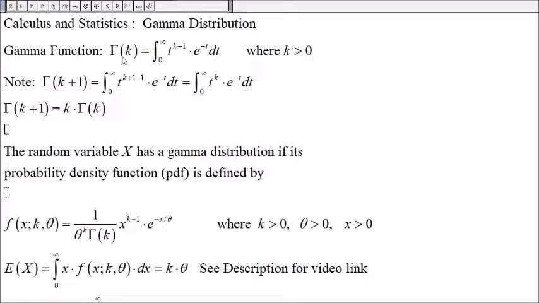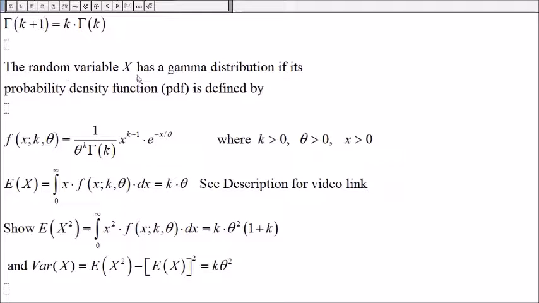And we call it the gamma function. Gamma of k plus 1 is the integral from 0 to infinity with the integrand t to the k times e to the minus t. And also gamma of k plus 1 is equal to k times gamma of k.